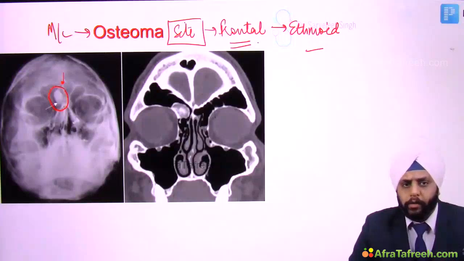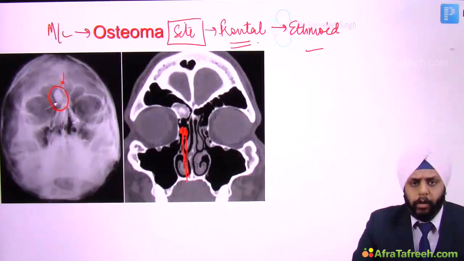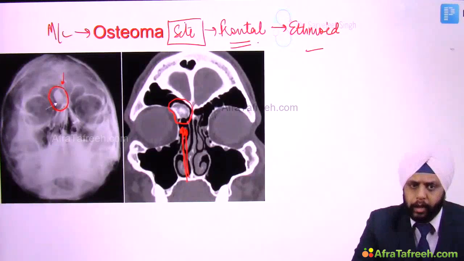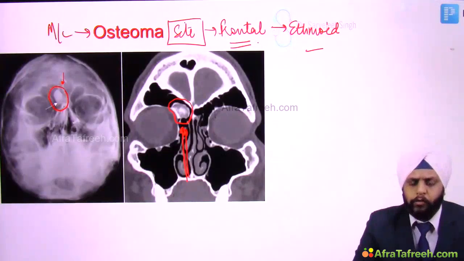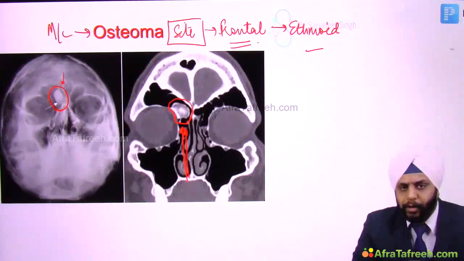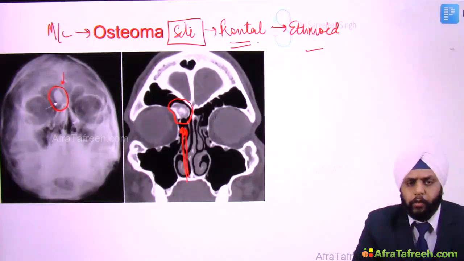But nowadays what we prefer is endoscopic sinus surgery. We go from inside the nose under the vision of the endoscope and try to remove this whole osteoma. So osteoma treatment is surgery. Depending upon the site of the osteoma, you can decide what type of surgery you want to do. The preference is always for endoscopic surgery, of course, because nobody wants a scar on the face.